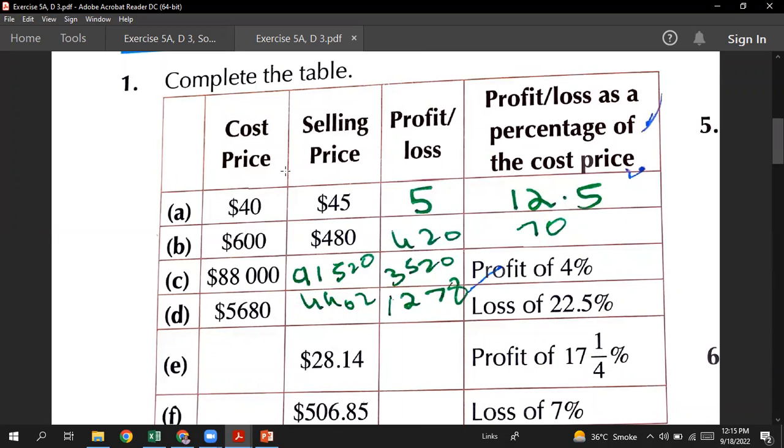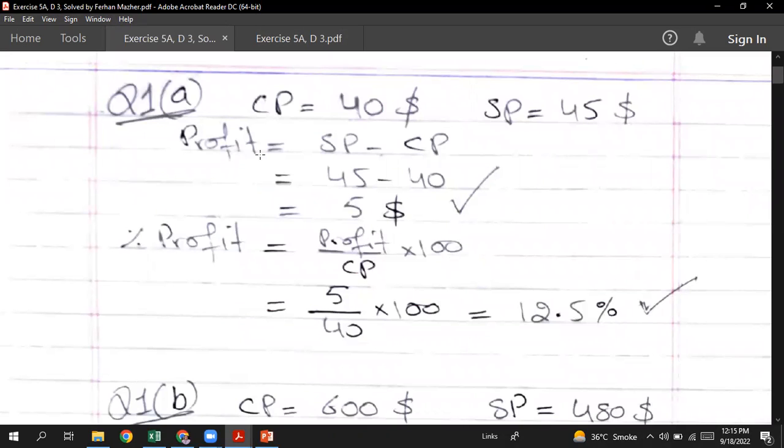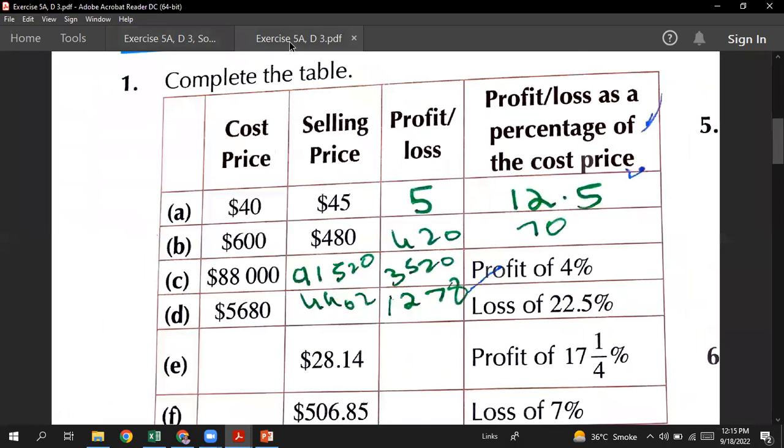The cost price is $40, the sale price is $45. We have to find out the profit and the percent. Okay, because the sale price is more than the cost price, it's a profit. So profit is equal to sale price minus the cost price, and that will be 45 minus 40, and that will be $5. If you want to find out the percent profit, it will be profit divided by the cost price multiply 100, and that will be 5 divided by 40 multiply 100, and that will be 12.5%.